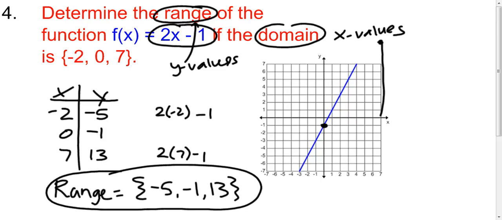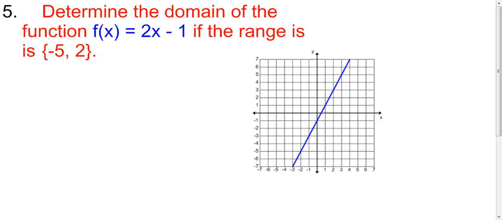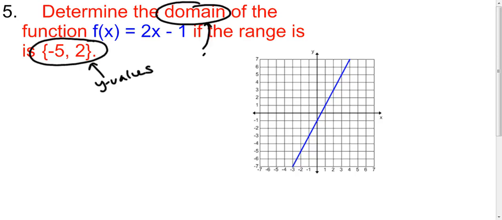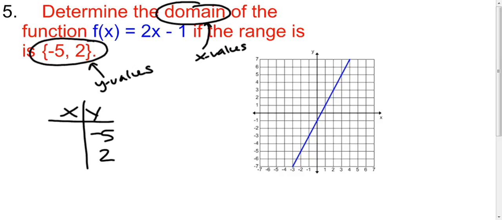Okay, and similarly, the other way around, this time, if I give you the range, these are now your y values. And you have to determine the domain, which is your x values. Again, you can think about it as a table if you want. Your y values are -5 and 2, and you could plug those in to figure out what your x values are. Notice you don't have any y, but f of x can be considered y.